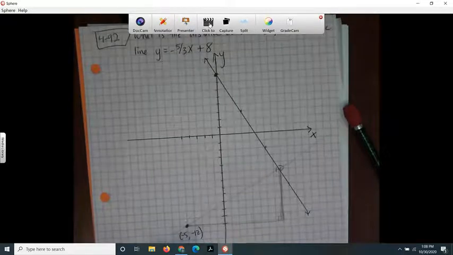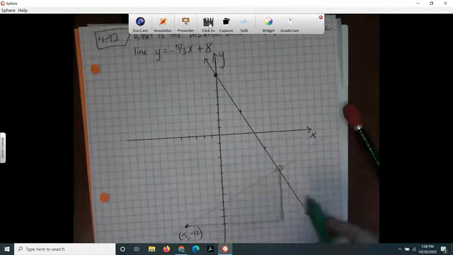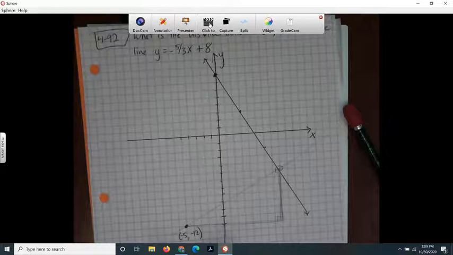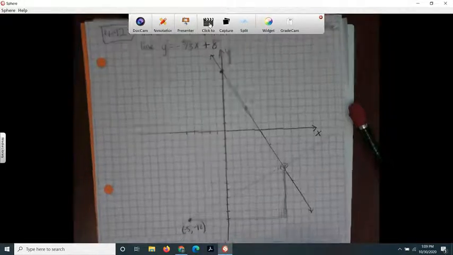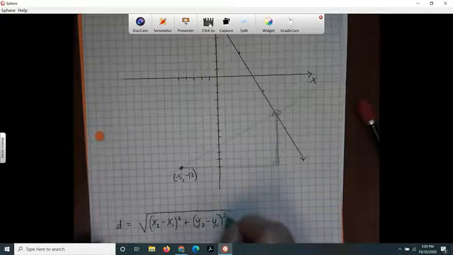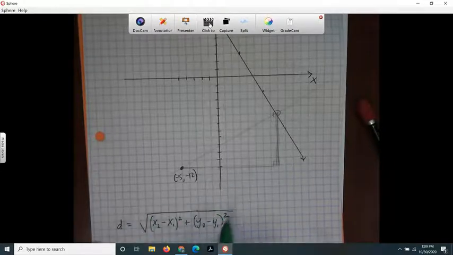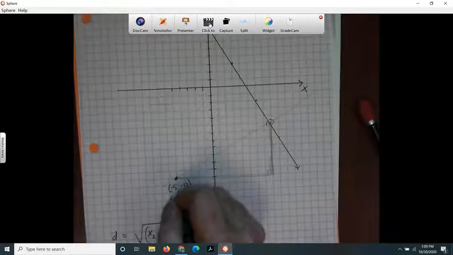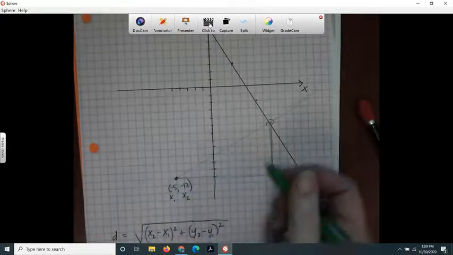is like using a slope triangle, and some of you might have this memorized: it's the difference between the x's squared plus the difference between the y's squared. That'll give you your distance. So all we need is an x1, y1, and an x2, y2. So we'll say this is x1, y1.